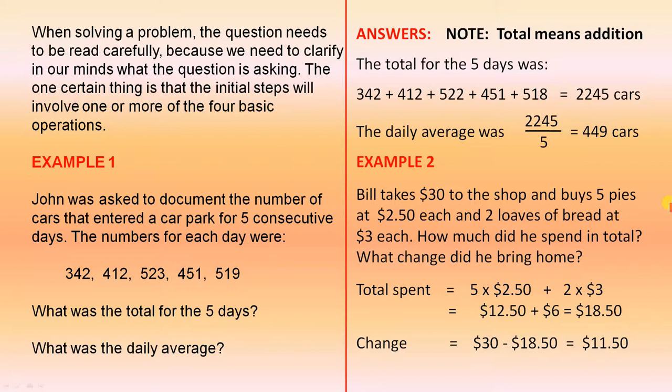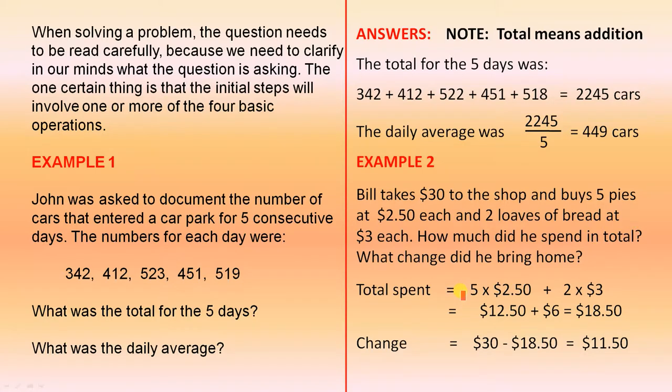Example 2. Bill takes $30 to the shop and buys 5 pies at $2.50 each and 2 loaves of bread at $3 each. How much did he spend in total? What change did he bring home?